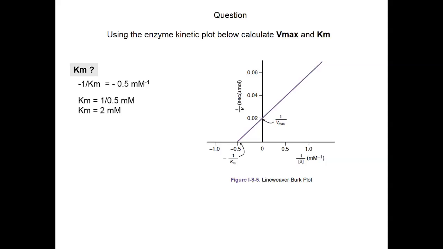You take the minus out of here, you take the minus out of here. Now you can inverse them. So Km over 1, 0.5 over 1, and then you solve it and you have your value. Okay? Is this clear? Okay, good.